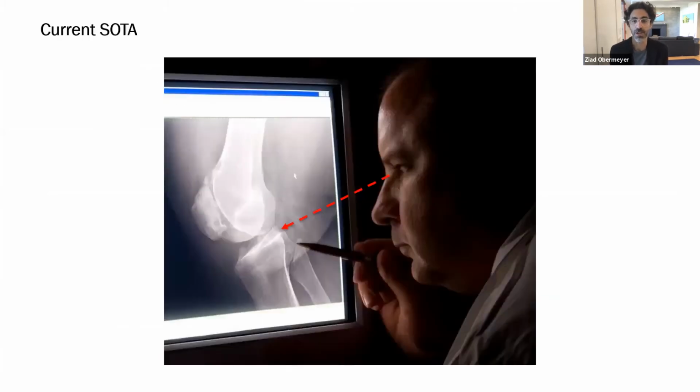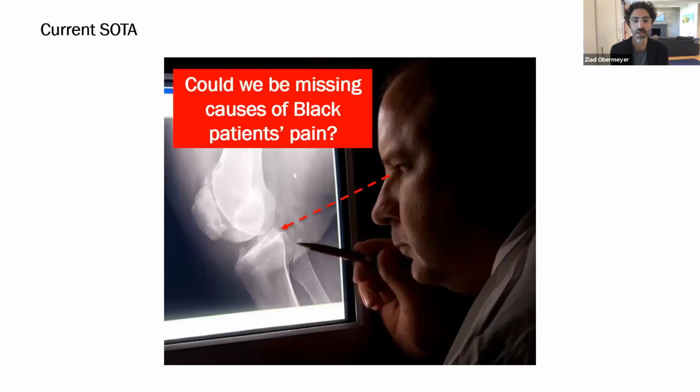So that, of course, raises the possibility that we might be missing something, that the radiologist, when looking at the x-ray, might be missing causes of pain that disproportionately affect Black patients because that knowledge was built up in a very specific setting with only specific kinds of patients that are not representative of the patients that doctors see today. Now, the question is, how would we know about that?